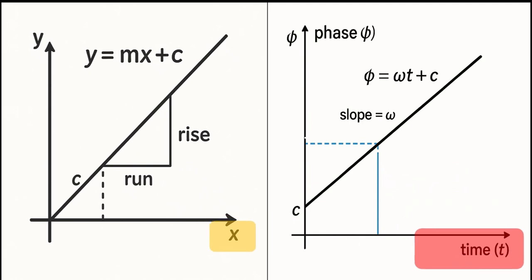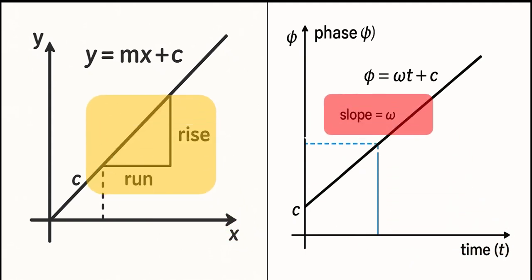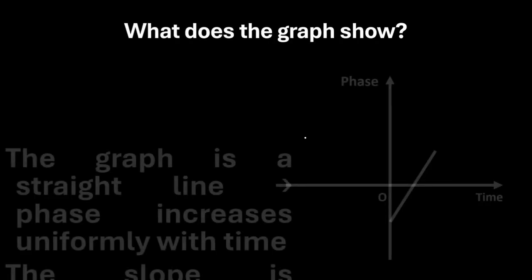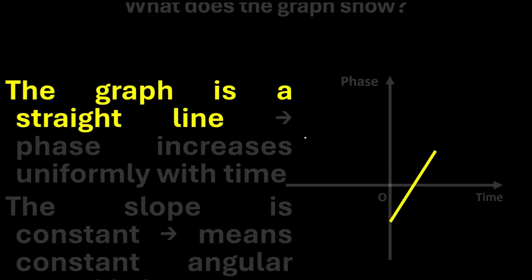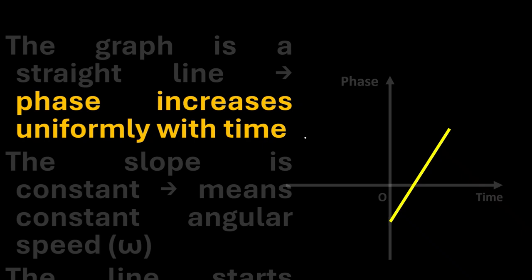And run and rise, or in other words, the slope here is omega. Okay? Mathematical equation of a line, comparing those two with a given chart. Now, what does this graph show here? The given one. The graph is a straight line, of course, and it is increasing uniformly with time, which means phase is increasing with respect to time uniformly, and the slope is constant, which actually means uniform motion.